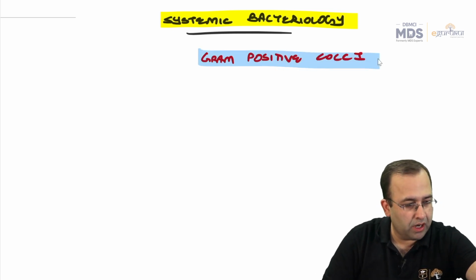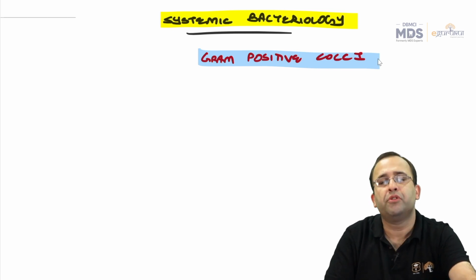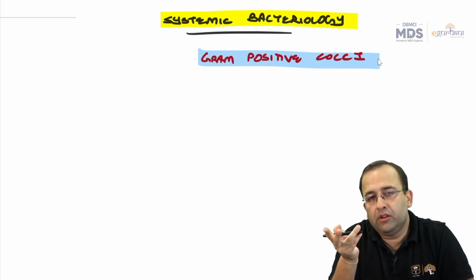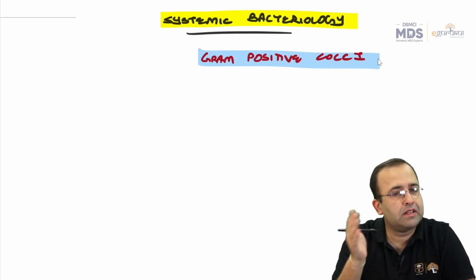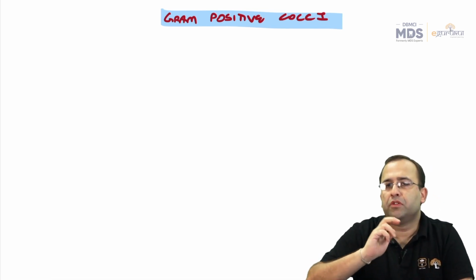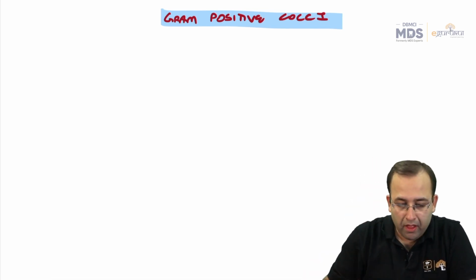The minute we talk about gram-positive cocci, you already know that all cocci are gram-positive, except meningococci and gonococci. Except Neisseria meningitidis and gonococci, all cocci are gram-positive. So when we talk of gram-positive cocci, two main organisms come to my mind, that is staph and strep.